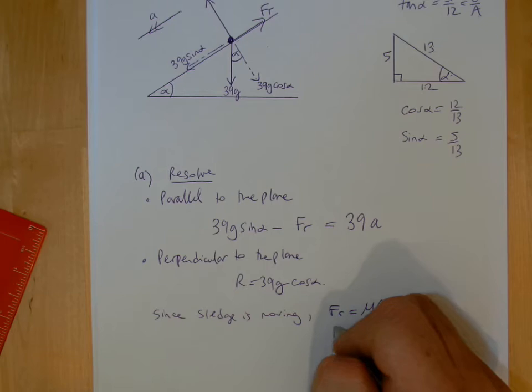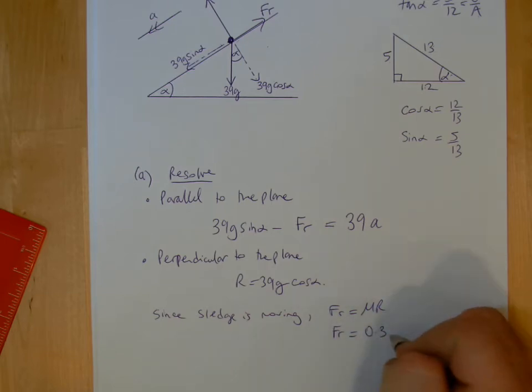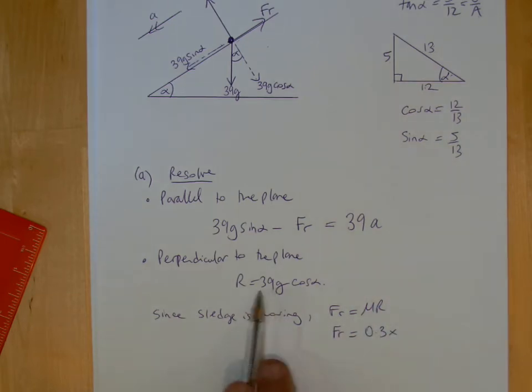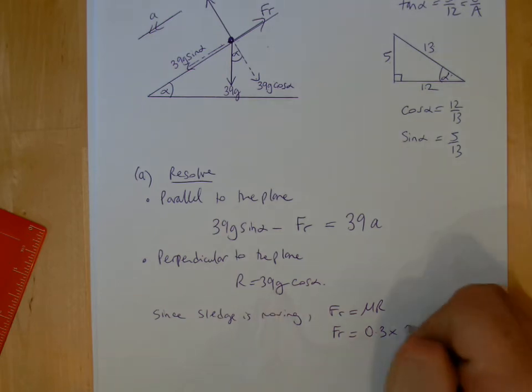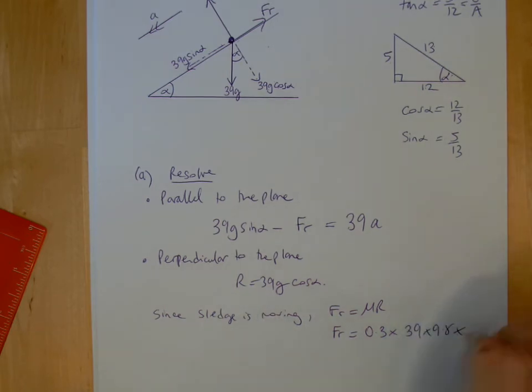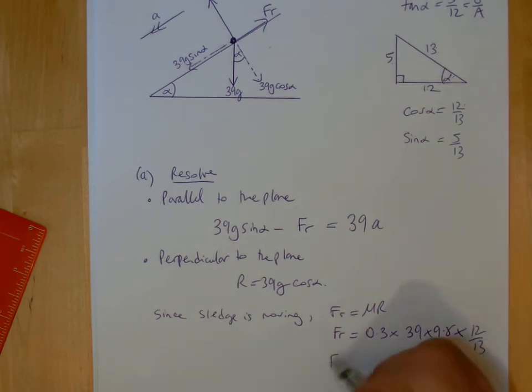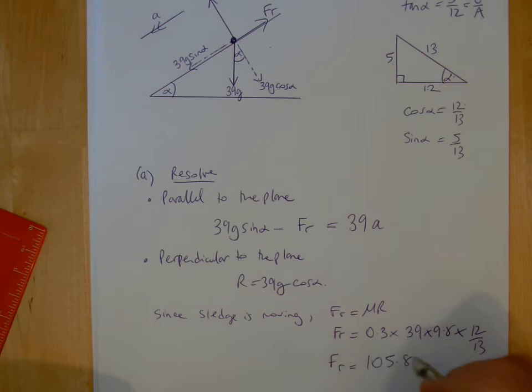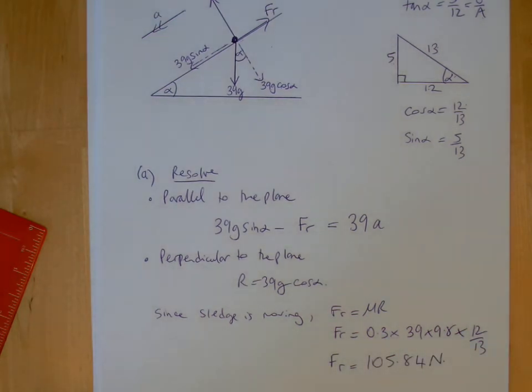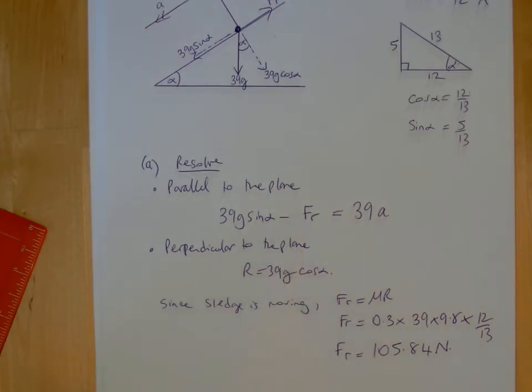So we can put 0.3 there. And of course the normal reaction is this: 39 times 9.8 times cos alpha, and cos alpha is 12 over 13. So we get our friction to be all of that, and we get it to be 105.84 newtons. So if we sub that back in here, we can then get our acceleration.